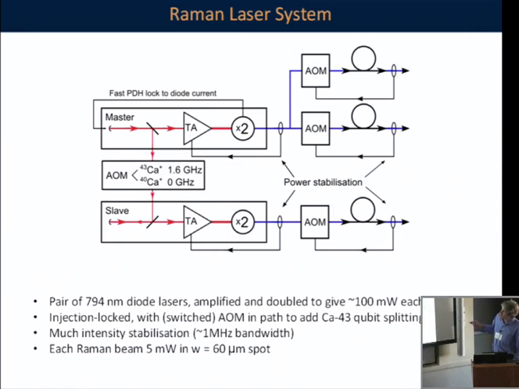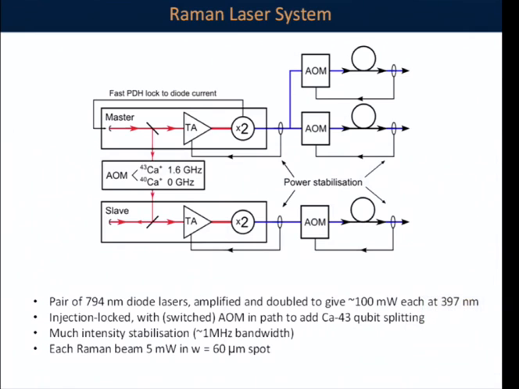This is a pair of commercial frequency doubled tapered amplifier diode systems. The only modifications we made are that we have 2 of these systems, and one we call the master, which injects the other one, the slave. It can inject the diode either directly if we want to work with calcium-40, or if we're working with calcium-43, via a 1.6 gigahertz shift with an AOM. So in the blue we end up with a 3.2 gigahertz shift to span the hyperfine structure.